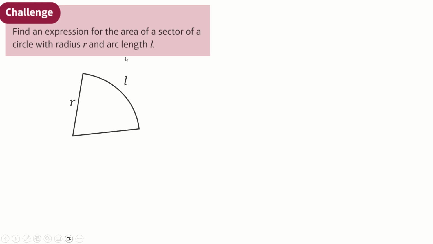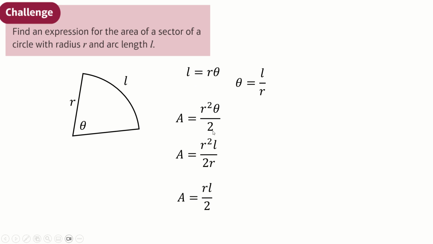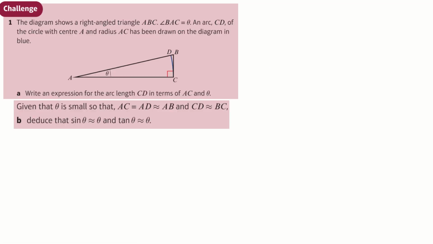We've got a sector, radius r, arc length l. Remember, if that's theta here in radians, l is just r theta, and the area is r squared theta over 2. Rearrange this to say theta is l over r, and then you can just replace that in here to get r squared l over 2r, cancel the r's, and you get rl over 2 as an area formula.